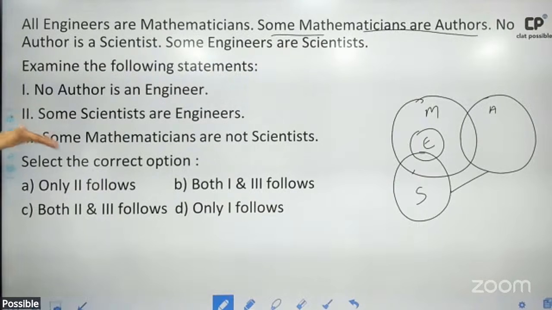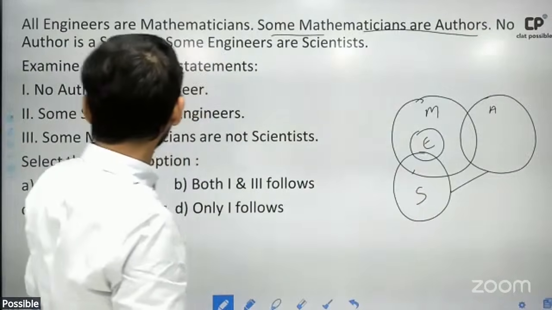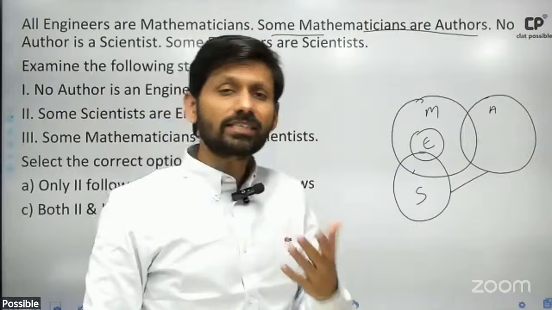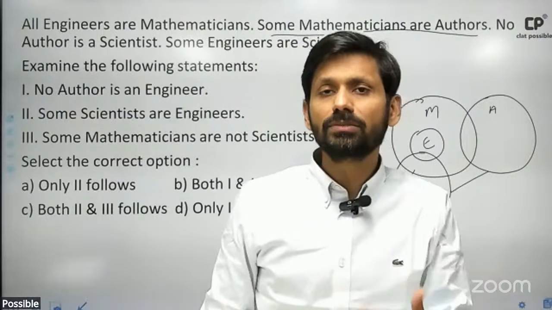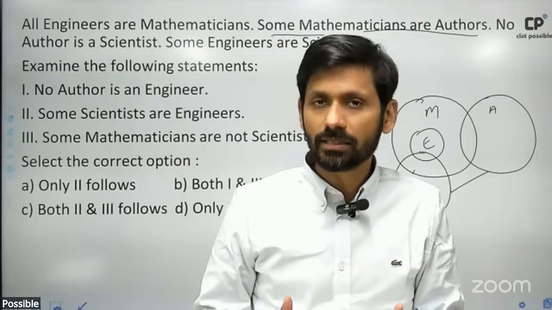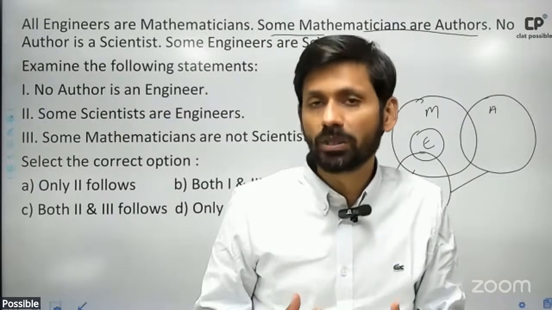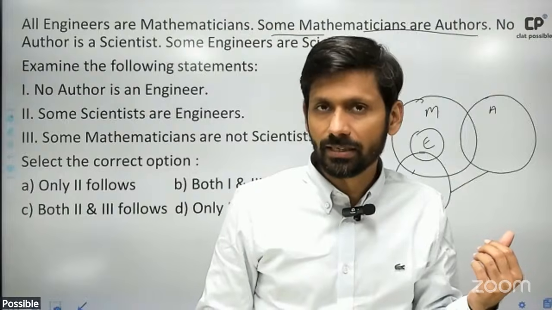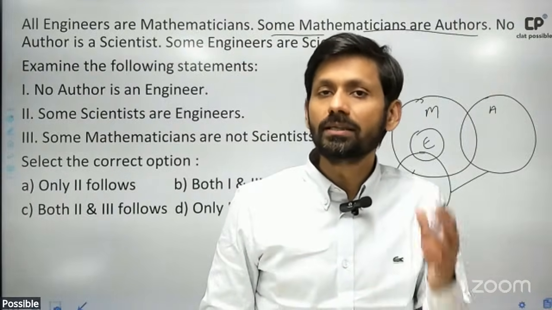No author is an engineer. No author is an engineer is what we are checking, right? So negative statement को कैसे deal करते हैं? If the negative statement comes up in the conclusion, we take its logical opposite and check for its possibility, right? So no का opposite क्या था? We did this a little earlier. No का opposite था some.